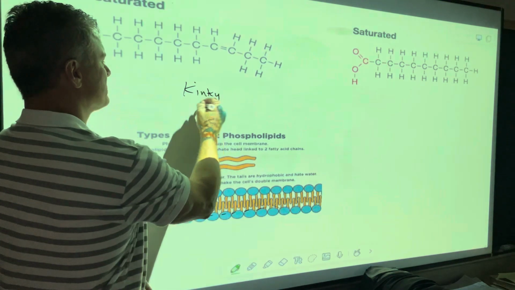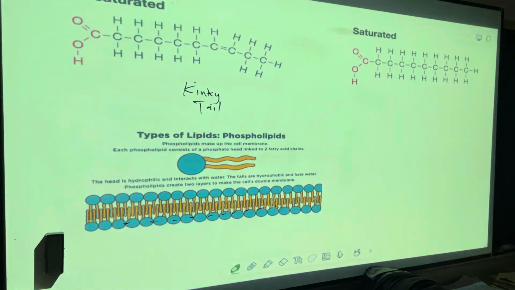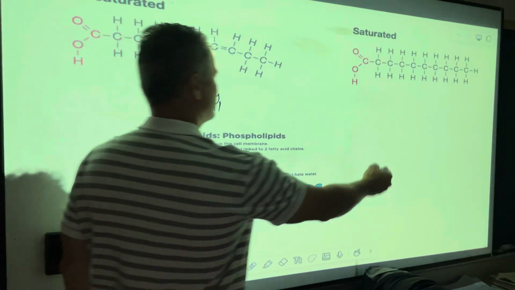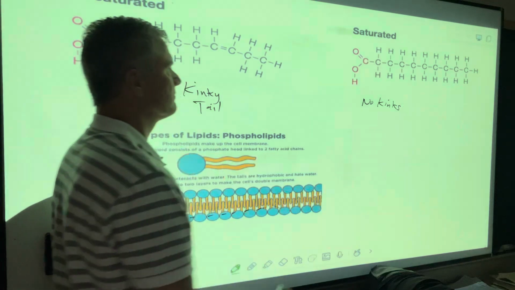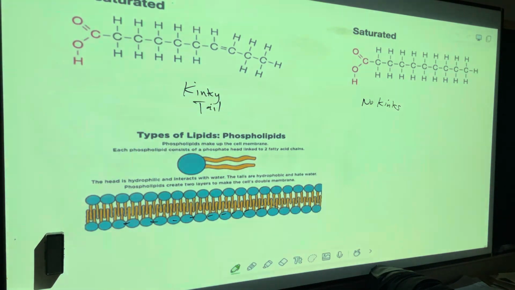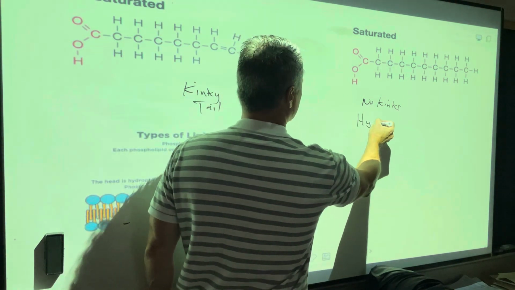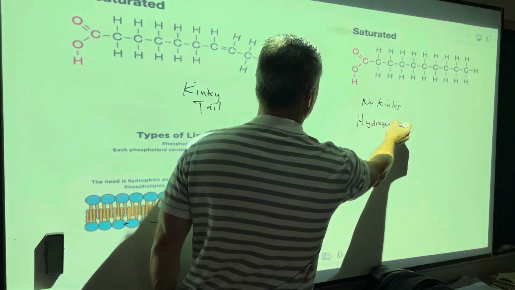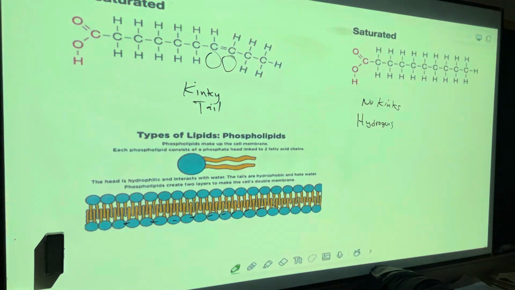In a biology conference, they called it a kinky tail because it has a kink in it, and so it bends. But you'll notice this one here is straight. It doesn't have any kinks in it. This one's curved, this one's straight. So when you see where it says saturated, that means it's saturated with hydrogen. This one is not. Look, it's missing hydrogens here and here. So that changes the shape. And when you change the shape, you change the function.